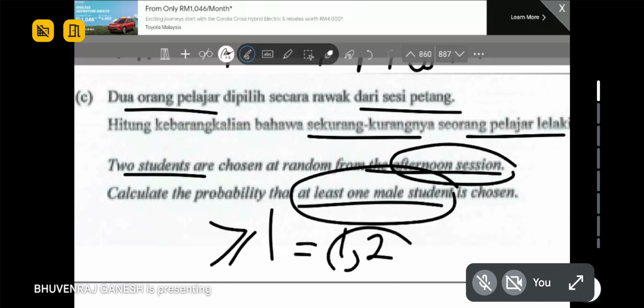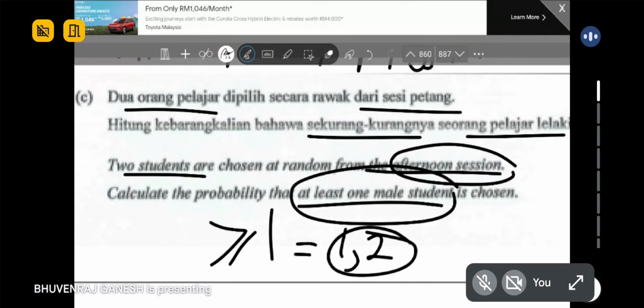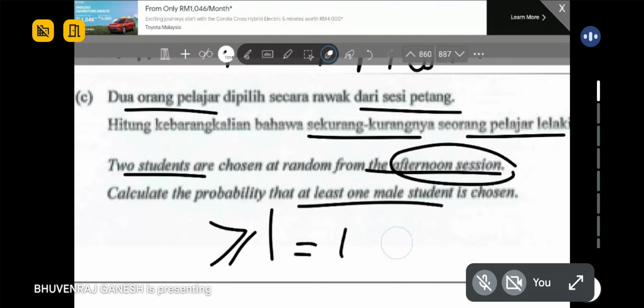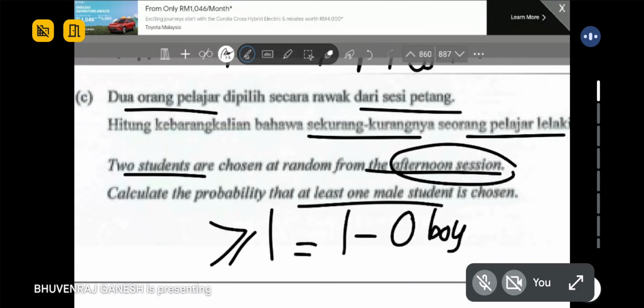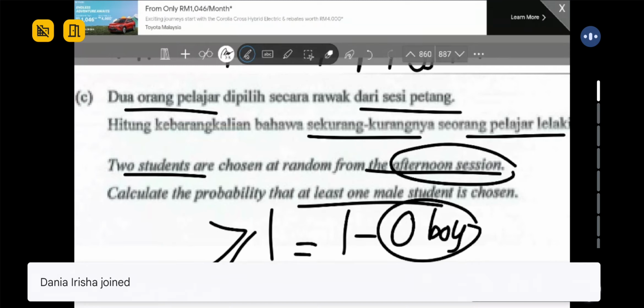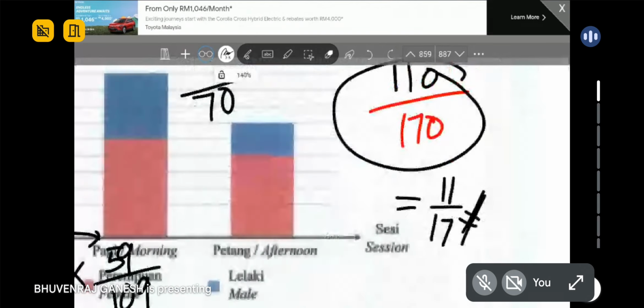Okay, but case macam ni, pengiraan dia lebih panjang kan, guys? Am I right? Okay, this type of way of calculation is a bit long, sedikit panjang. So, if you guys can think terbalik, cuba fikir secara terbalik. I can take 1 minus 0 boy. Saya ambil jumlah kebarangkalian 1, total probability is 1, minus probability saya dapat 0 lelaki. Maksudnya, 2 perempuan. Faham tak, guys? Do you see the concept? I take total 1, minus probability, both of it is a girl. 2 perempuan.